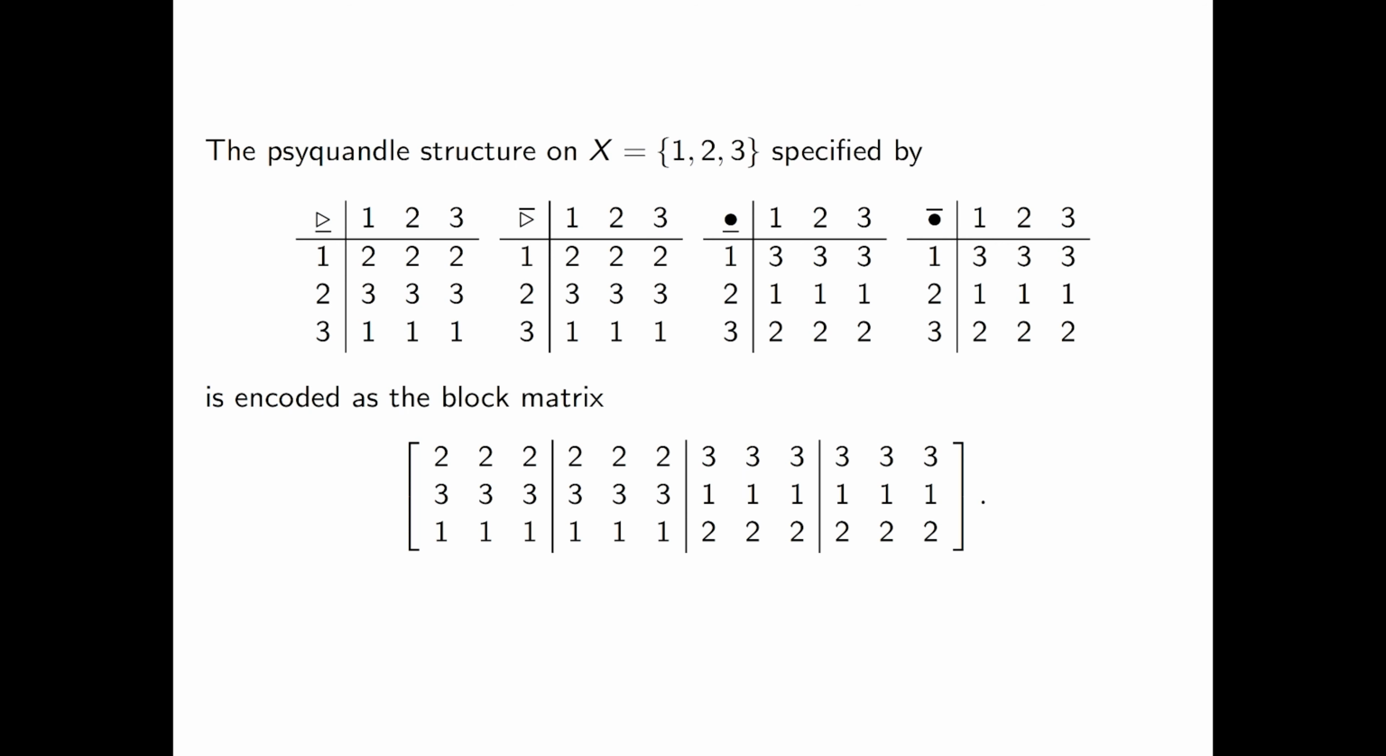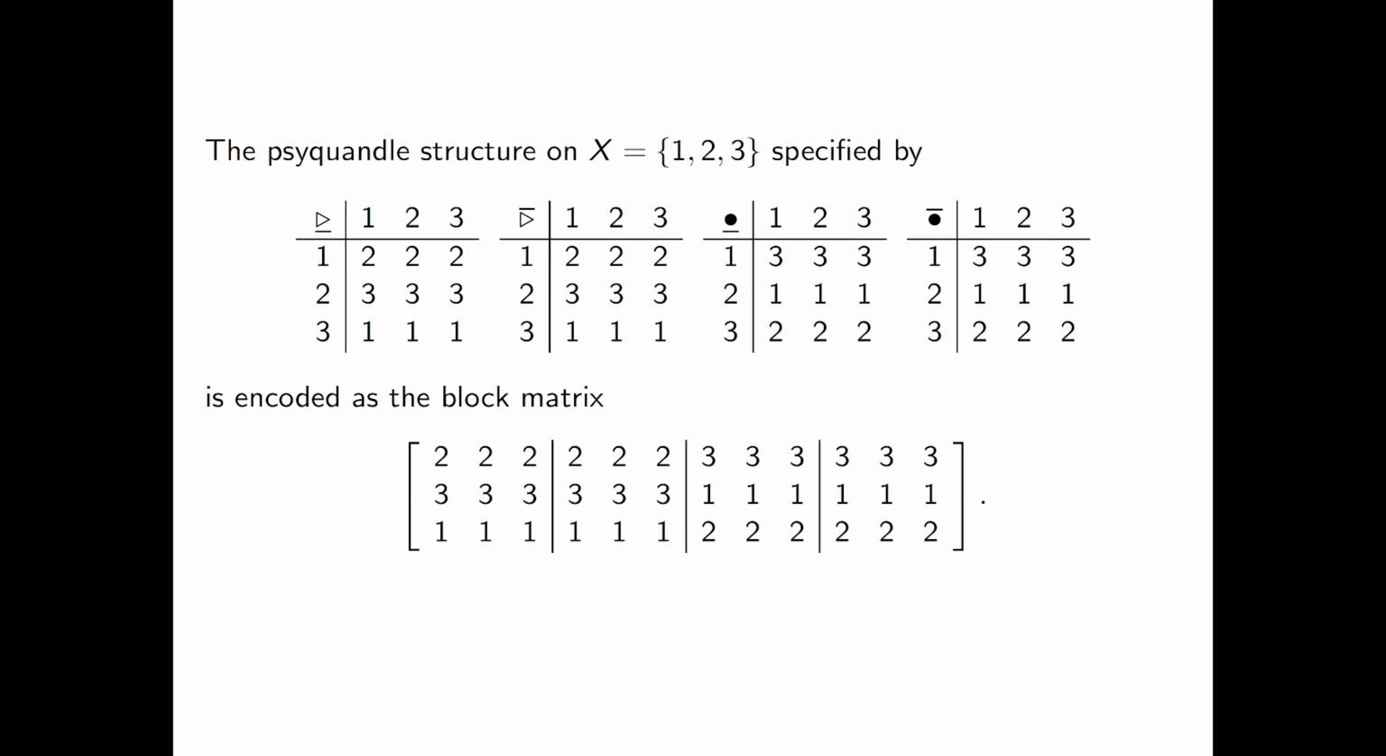And so you can encode these operation tables by a block matrix. So each block corresponds to an operation. And the nice thing about these block matrices that encode the operations is that if you look at the last two blocks and you look at their diagonal, if the diagonals agree with each other, then this means that you have a P1 adequate Psyquandle.